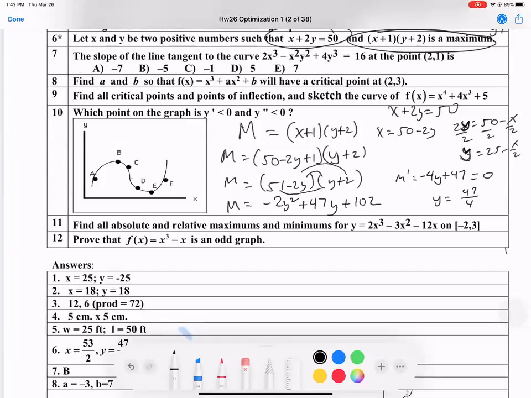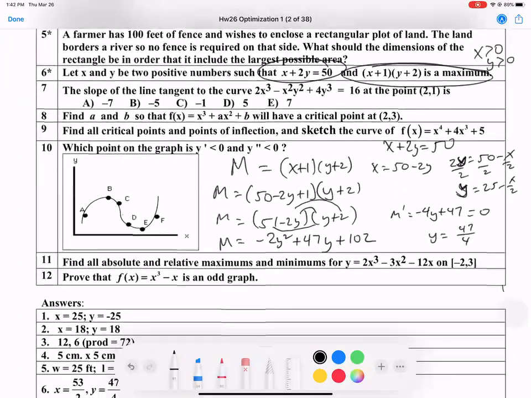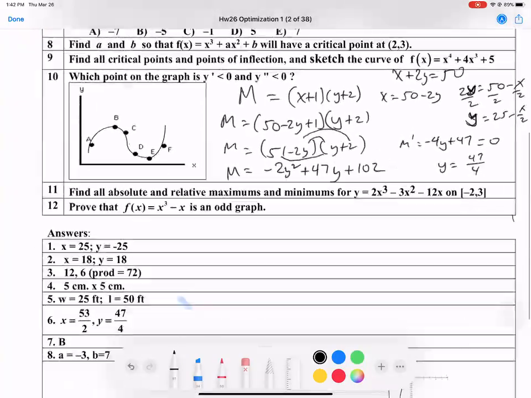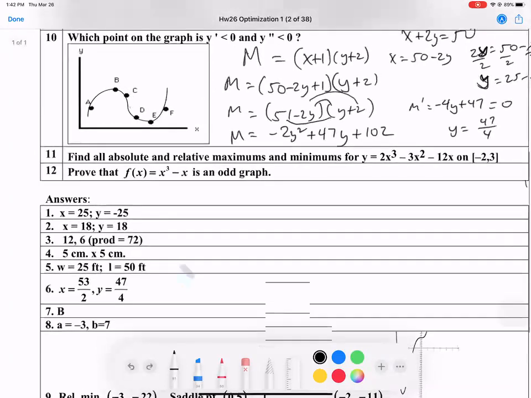If we know what y is, we need to still find out what the x is. The question was, let x and y be two positive numbers. Oh, they don't have a direction. I guess they're asking me to find out what x and y is. Okay, so let's find out what x and y is. Just to peek at the answer, y is 47 over 4. So we got that part right. Let's go ahead and find our x.